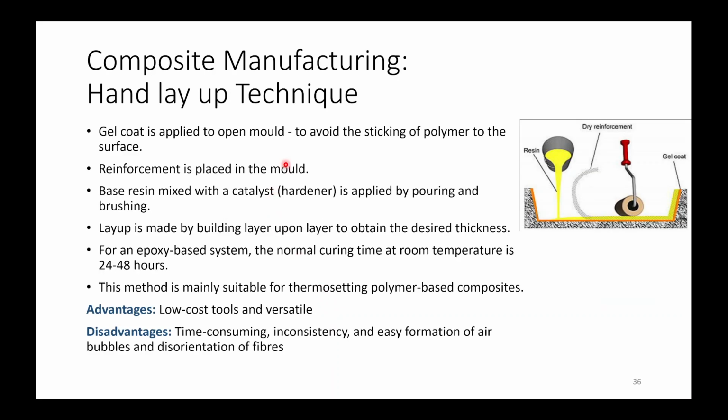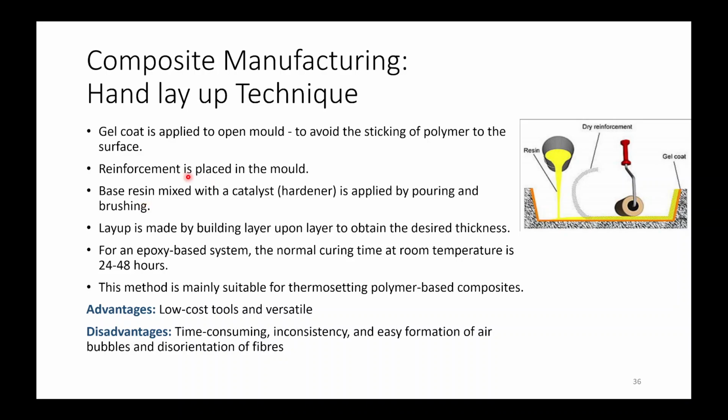Now there are five main techniques for making composite manufacturing. First one is the hand layup technique. In this case, this is your mold. Now here, first we will be coating a gel coat. Gel coat is applied to the open mold to avoid sticking of polymer to the surface. Now the polymer that we are making after this won't be sticking to the mold because of this gel coat.